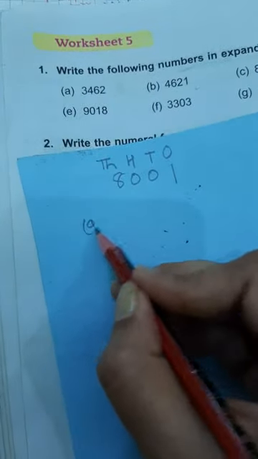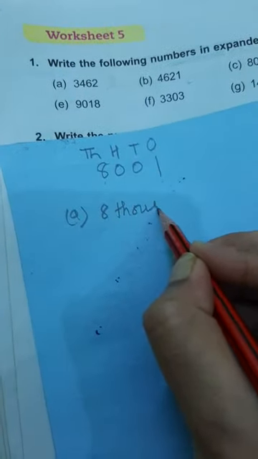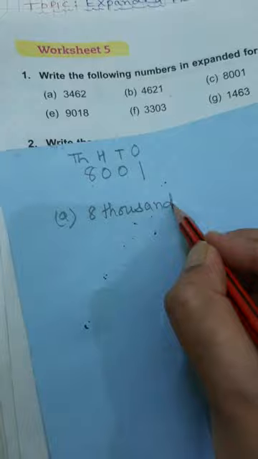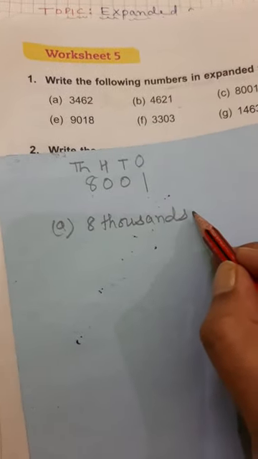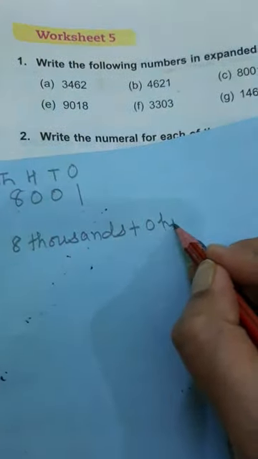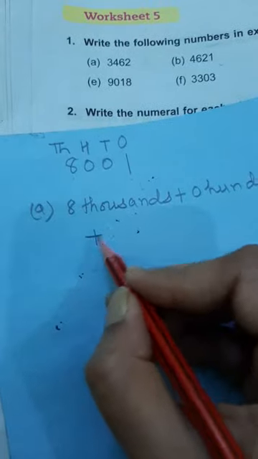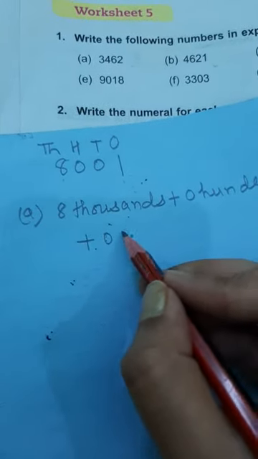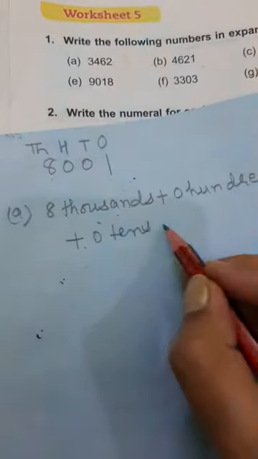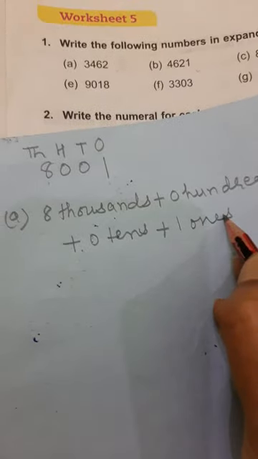Now the place value, how are we going to write it? First form, 8 is at thousands place, so 8 thousands. Plus 0 is at 100 place, so 0 hundreds. Plus 0 is at tens place, so 0 tens. Plus 1 is at ones place, so 1 ones for this.